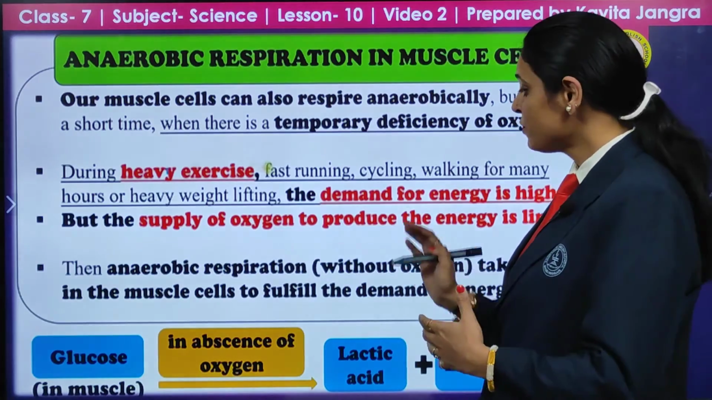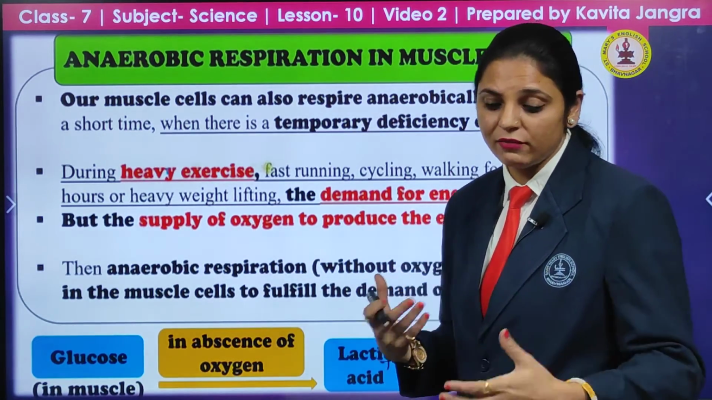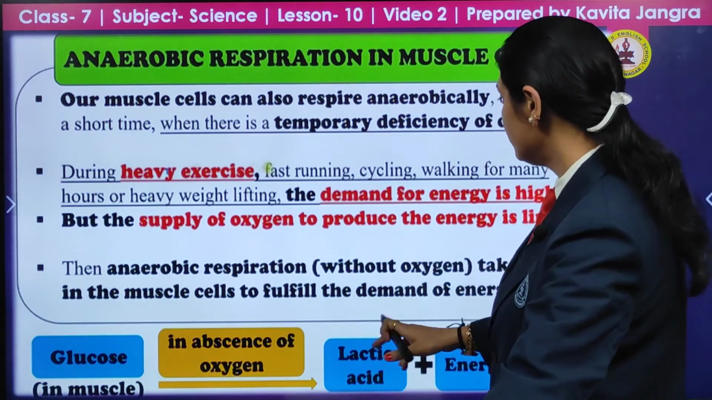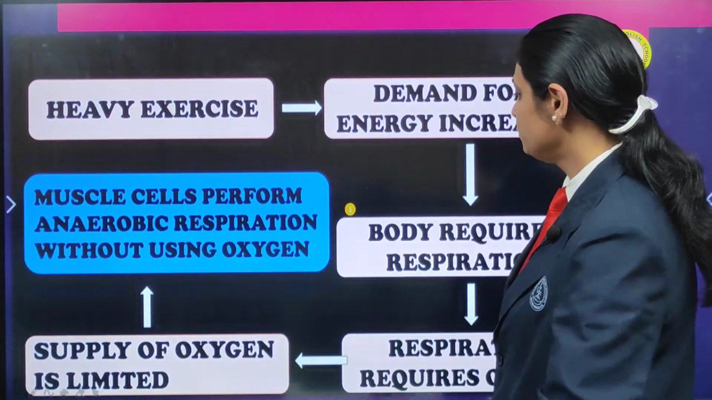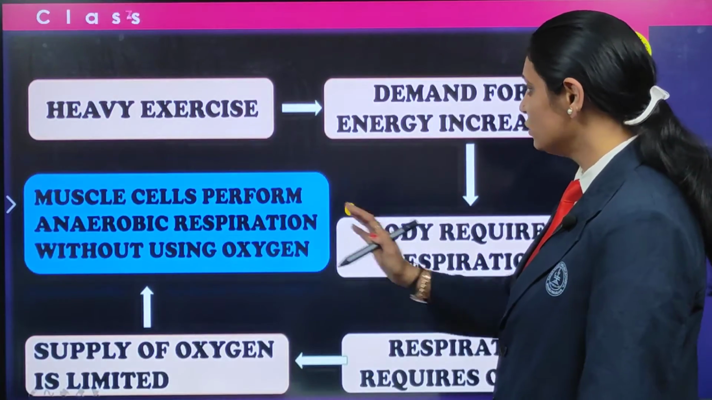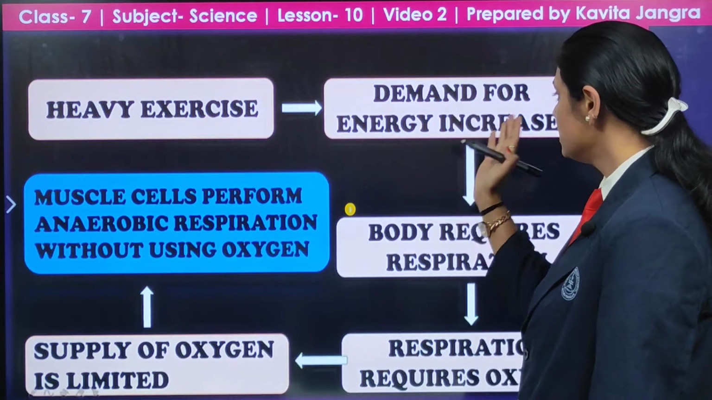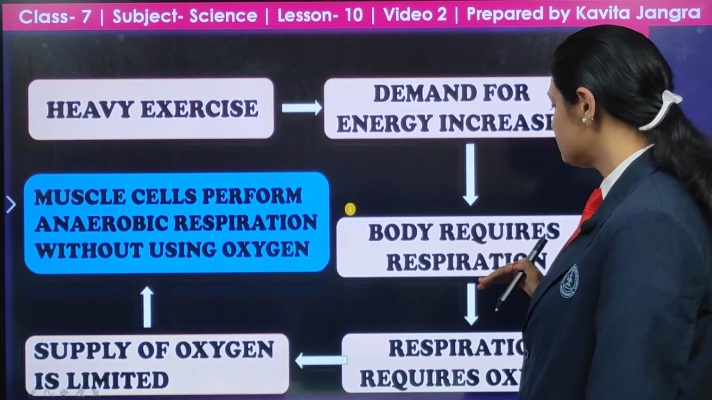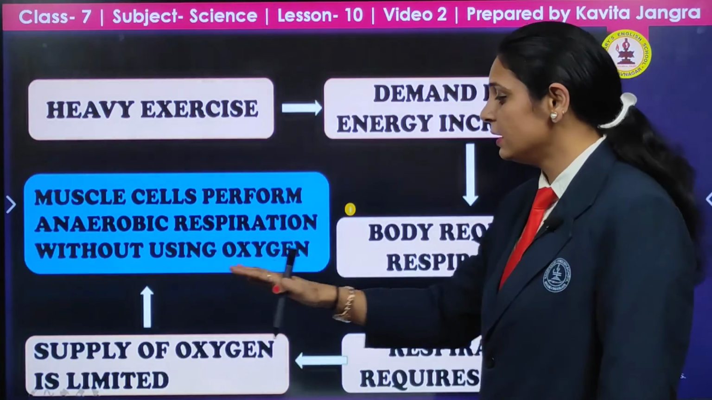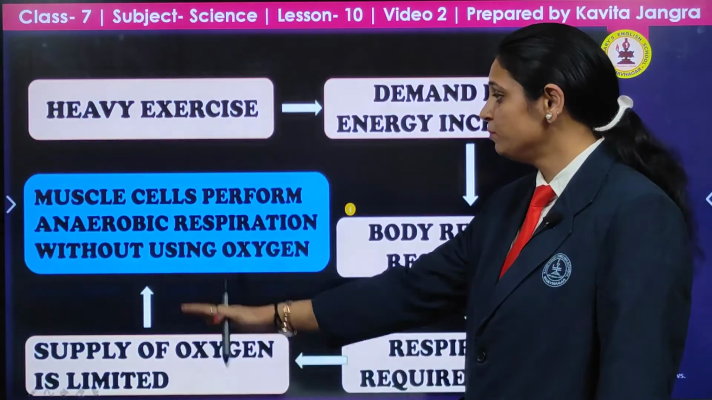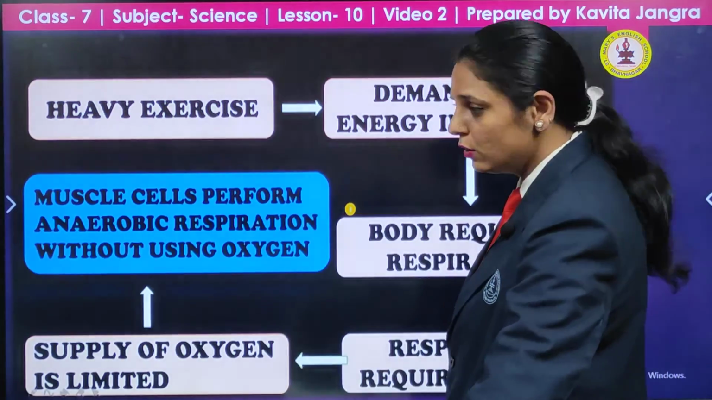That's why we feel muscle cramps after heavy exercise, due to the accumulation of lactic acid. That is a temporary deficiency of oxygen. So ultimately you can see how the chain carries on. Heavy exercise, the demand for energy increases. Then the body requires respiration, and respiration requires oxygen, but here there is a limited supply of oxygen. Now the muscle cells will respire anaerobically, that is without oxygen.